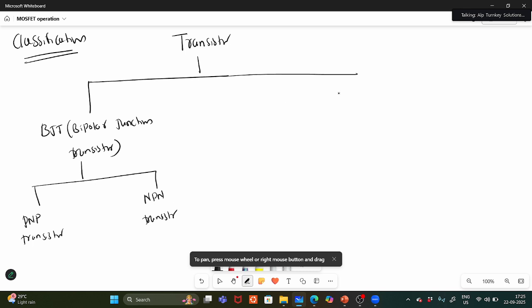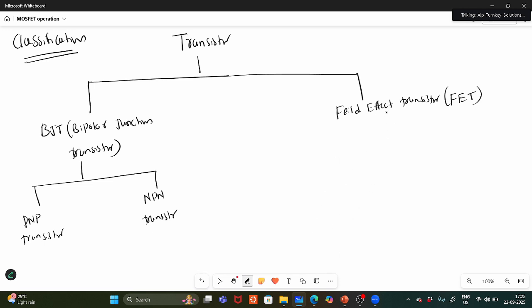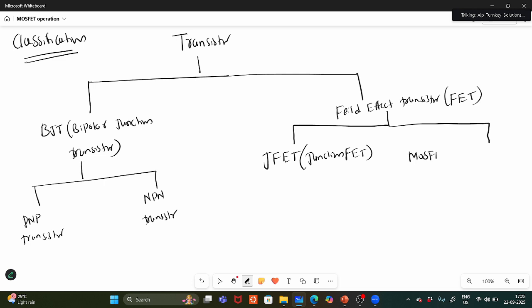Next you have the FET, the field effect transistor. Again, in the field effect transistor there are two types: the JFET and the MOSFET. JFET is the junction field effect transistor. MOSFET is also called IGFET.